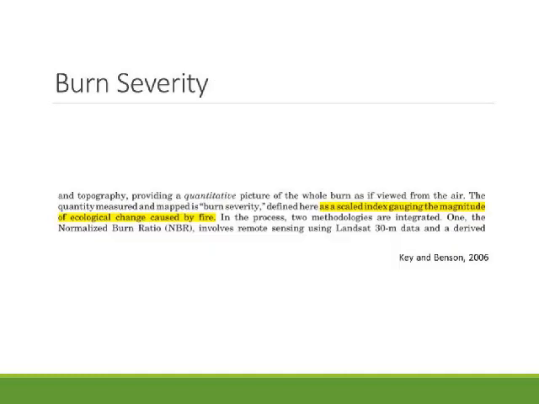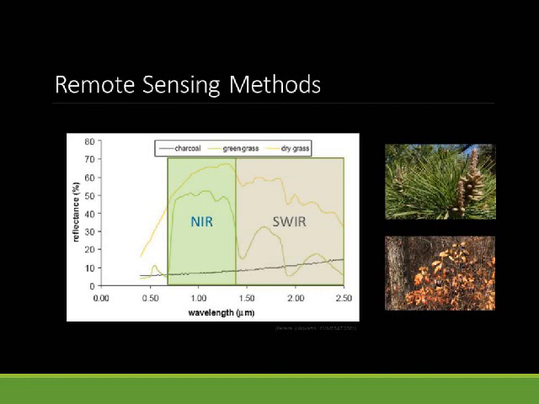So burn severity, as described by Key and Benson, is the quantity or scaled index gauging the magnitude of ecological change caused by fire. Essentially, it's the sum of ecological change in an area. Burn severity is most commonly derived from freely available reflectance data collected by USGS satellites, typically those of the Landsat program. The reflectance data that these satellites collect is segmented in specific bands or ranges of wavelengths, like the visible spectrum or infrared range.